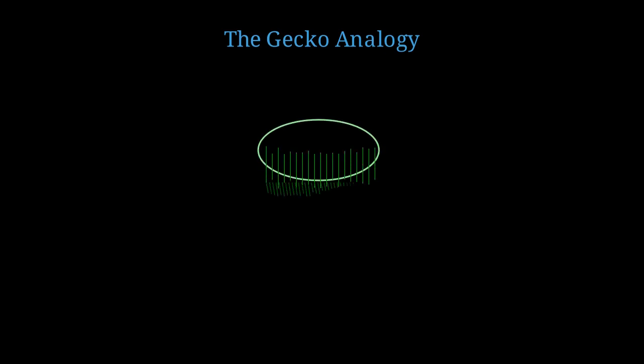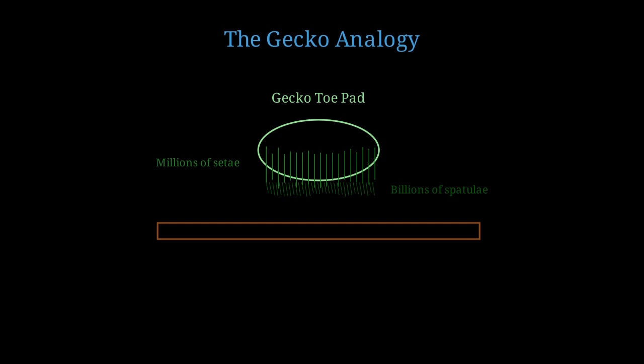Now let's explore a beautiful natural example, the gecko's foot. Geckos can climb vertical walls and even hang upside down from ceilings. How do they do it? A gecko's toe pad contains millions of tiny hair-like structures called setae. Each seta branches into hundreds of even smaller structures called spatulae. These spatulae are only about 200 nanometers wide. Each individual spatula adheres using van der Waals forces, which are very weak. But here's the genius. By splitting the contact into billions of tiny points, the gecko achieves enormous total adhesion.